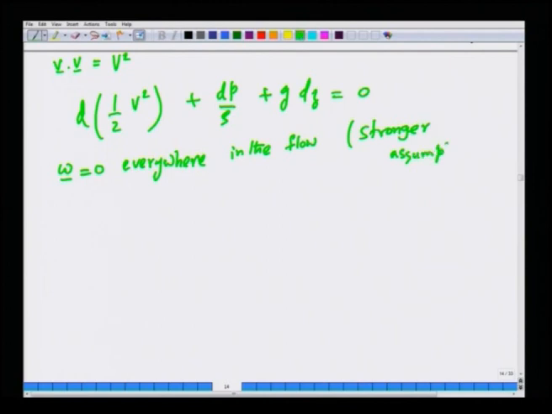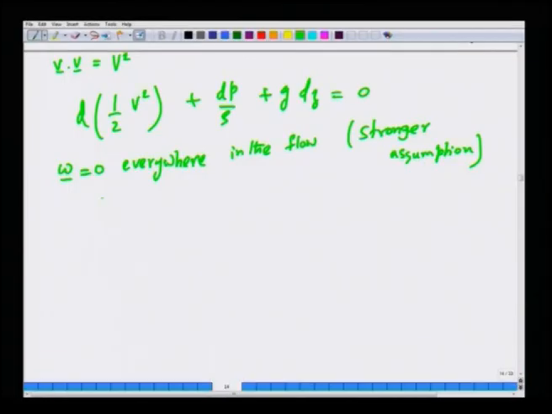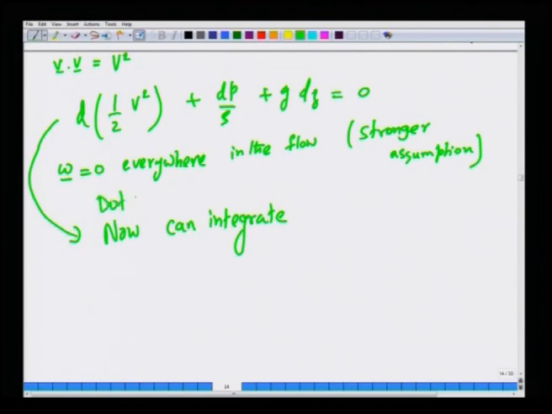You are assuming that the flow is irrotational everywhere, but it also leads to lots of simplifications. Although it is a very strong assumption, it leads to a lot of simplifications. So, if you assume that, you will again get the same equation, but now you can integrate between any 2 points in the flow, because you can dot it with dr. Now, dot with dr, and there is no necessity that dr is along a streamline, and dr is an arbitrary vector displacement.